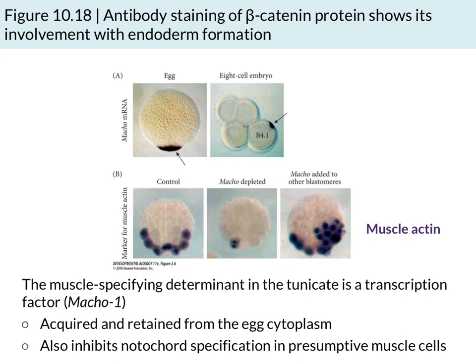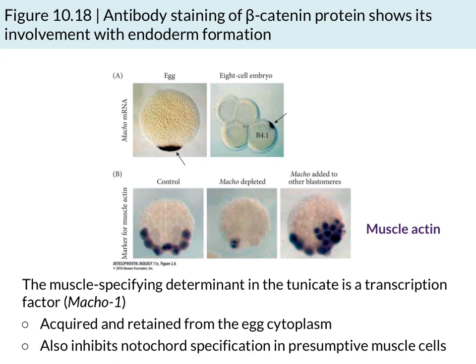Now, if you were to transfer MACHA1-containing cytoplasm to blastomeres that do not normally give rise to muscles, as shown in this figure, you would see that these blastomeres would be able to give rise to muscle cells, as evidenced by the presence of muscle actin in those cells. On the other hand, depleting MACHA1 from the blastomeres that normally give rise to muscles makes it so that these blastomeres are no longer going to be able to differentiate into muscle cells.